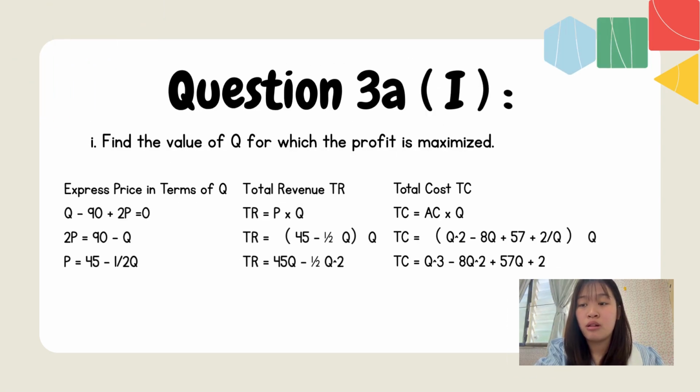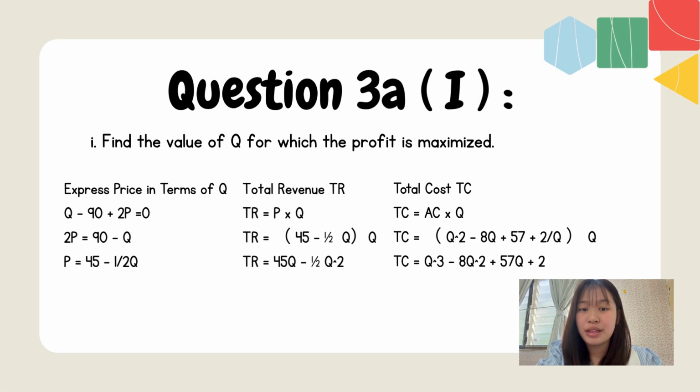First question, find the value of Q for which the profit is maximized. Express price in terms of Q. So we need to use the equation Q - 90 + 2P = 0, which becomes P equal to 45 - 0.5Q. Secondly, we find the total revenue TR. TR equal to P times Q. So we use the equation of P times Q again, so that we can get the TR equation become 45Q - 0.5Q squared.